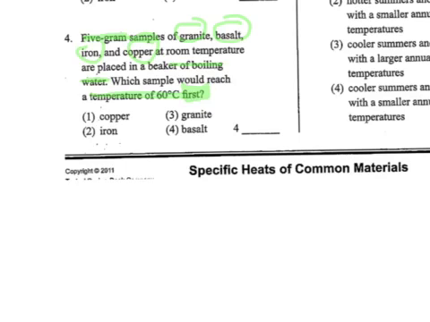Remember that all of the given substances have the same mass and are at the same initial temperature. Once they are placed in the boiling water, the substance that has a lower specific heat will increase temperature the fastest.